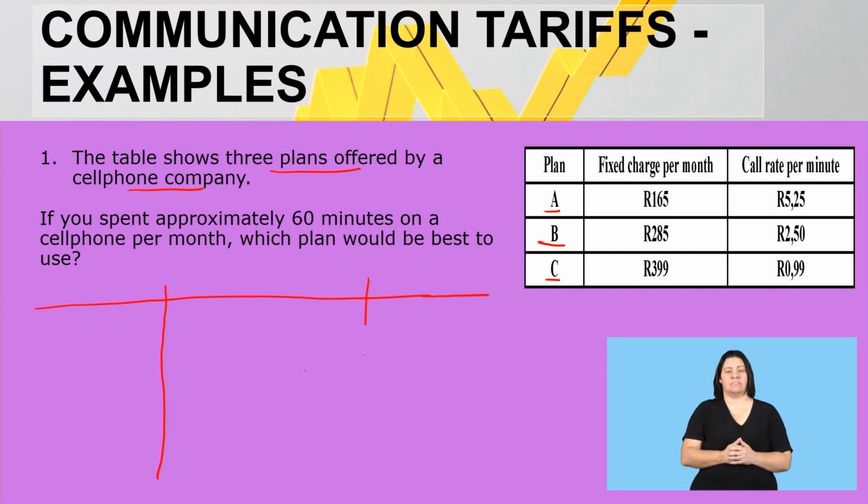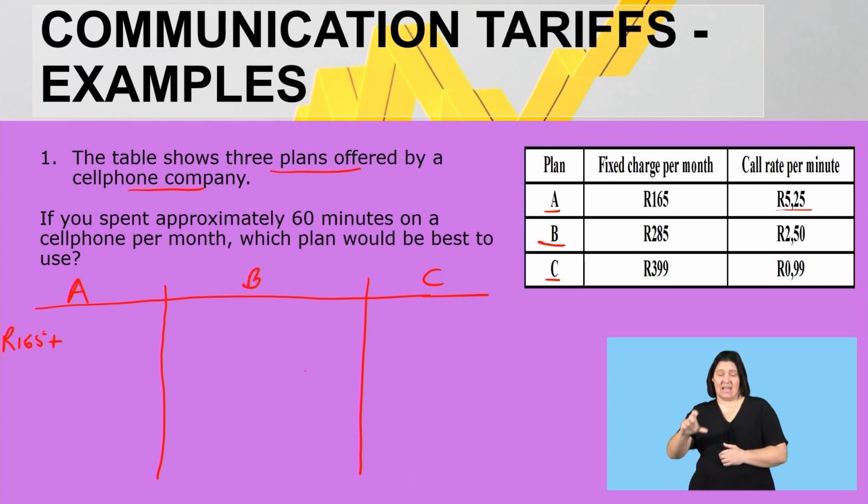This is plan A, this will be your plan B, and this will be your plan C. What is applicable for plan A? There is a fixed charge per month of 165 Rand, plus they also charge you 5 Rand and 25 cents per minute as indicated in the heading. Remember, 60 minutes per month, so I'm going to say 60 minutes multiplied by the rate of 5 Rand and 25 cents.